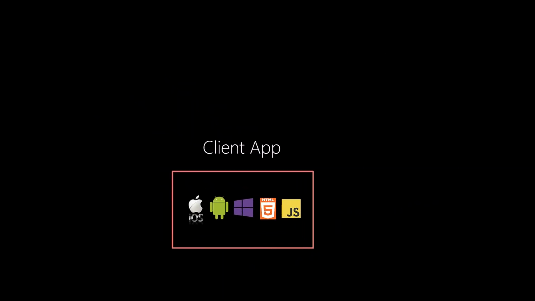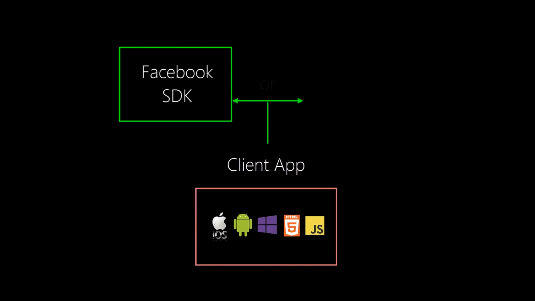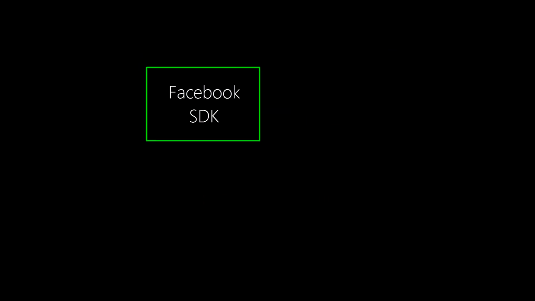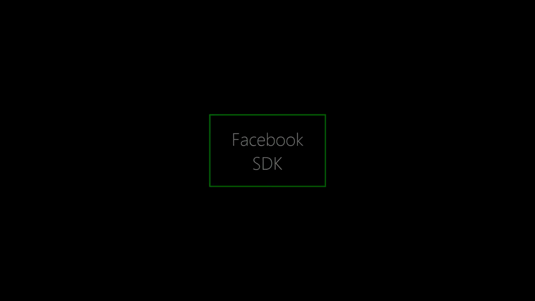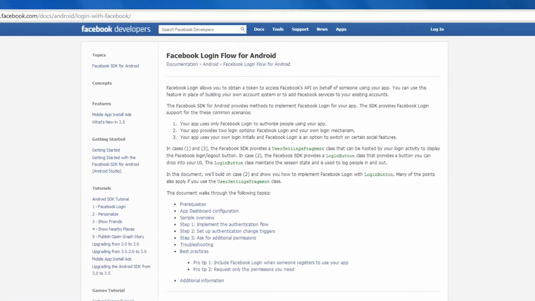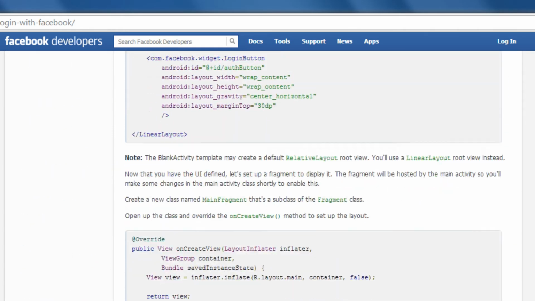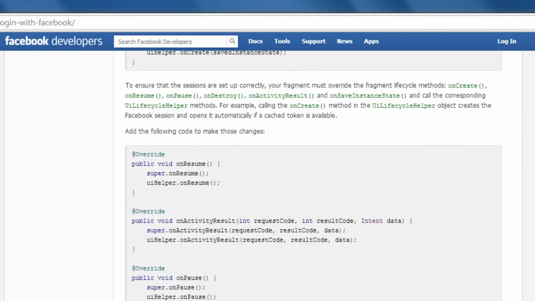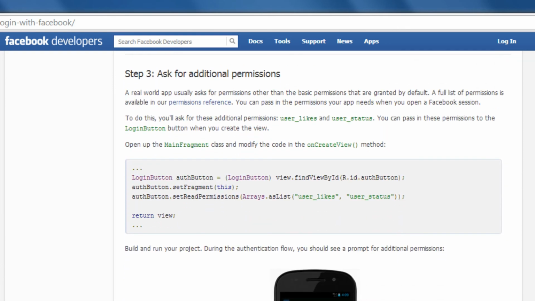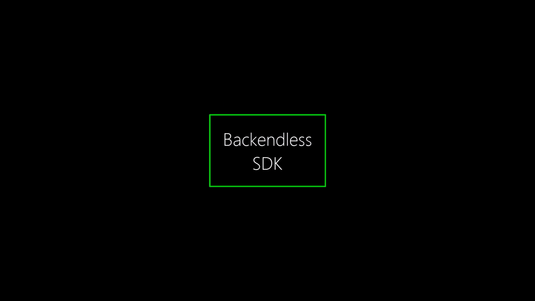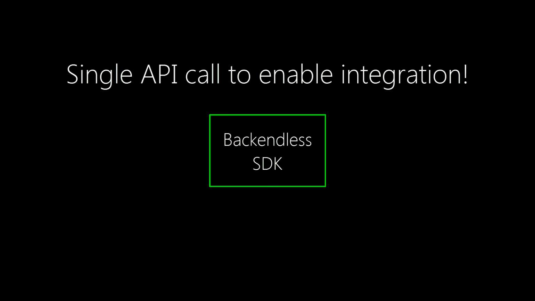On the client side, you have a choice of using either the Facebook or the Backendless SDK. With the former, you should follow the instructions from the Facebook SDK documentation and use an API call from our library to log in an authenticated Facebook user into a Backendless application. With the latter, the process is much simpler. All you need to do is to use a single API call, which handles the authentication process.